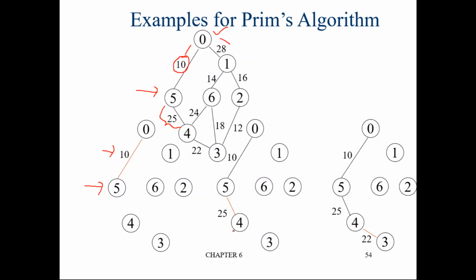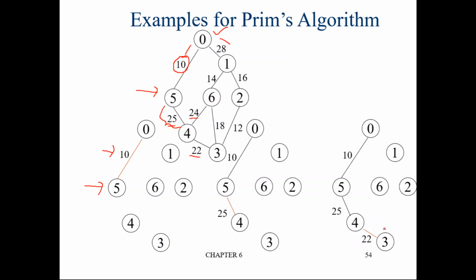Now similarly continue with 4. What are the unadded edges connected with 4? If there is more than one edge, identify the one with least cost. There is an edge 4 to 5 that is already added to the spanning tree, so leave it. There is another edge 4 to 6 with a weight of 24. There is another edge between 4 and 3 with a weight of 22, so we will take this edge.